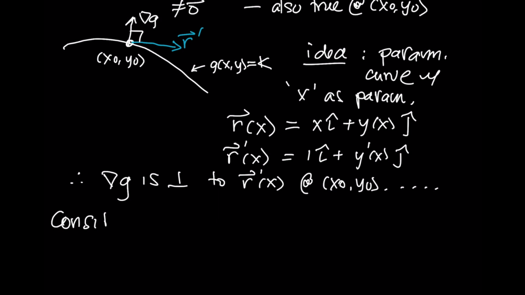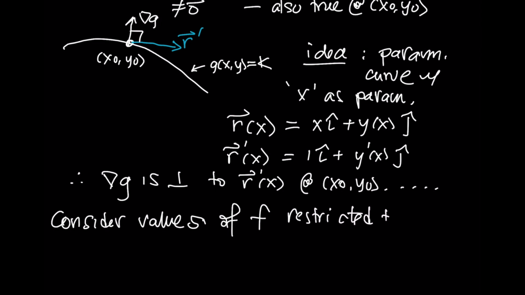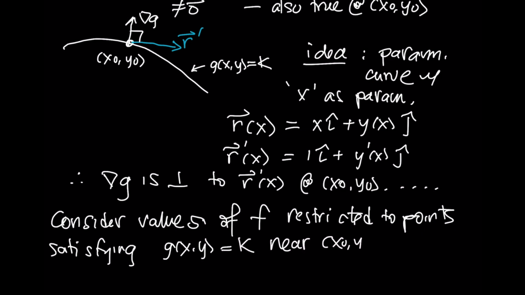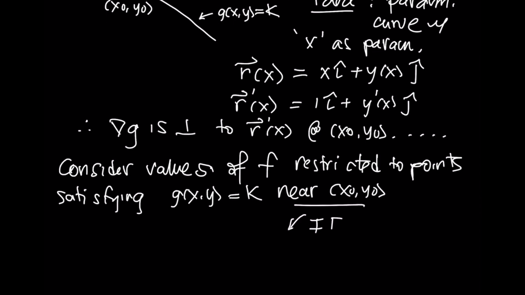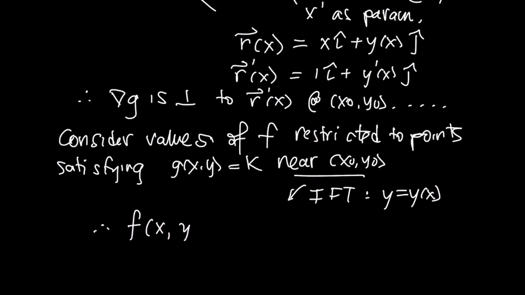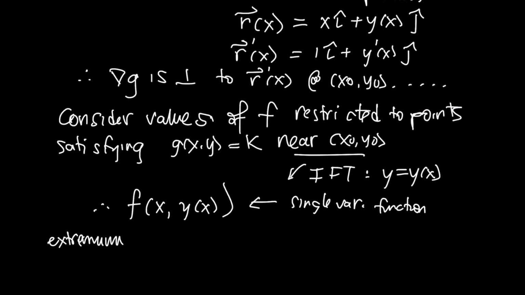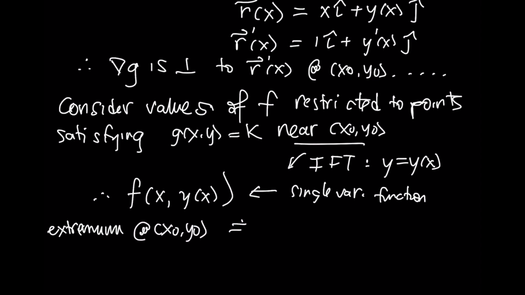This result is going to be important for us in just a moment, because now we have to consider the values of f that are restricted to points satisfying g of x, y equals k, the constraint equation, near our x0 and y0. Once again, the implicit function theorem says that wherever we see a y, we can write it as y of x. So our function is really f of x and y of x, which is just a single variable function. Now, since we have an extremum at x0 and y0, if we were to take the derivative of this expression, it would have to be 0 or non-existent, but because our function f is differentiable, the non-existence option won't work.